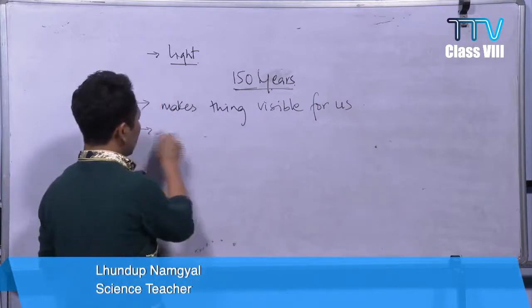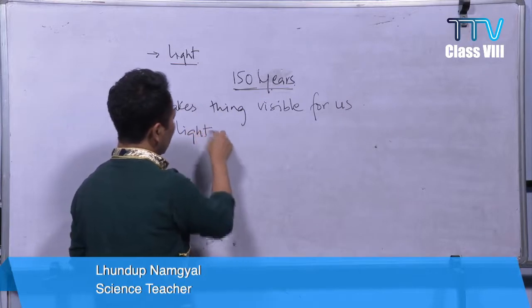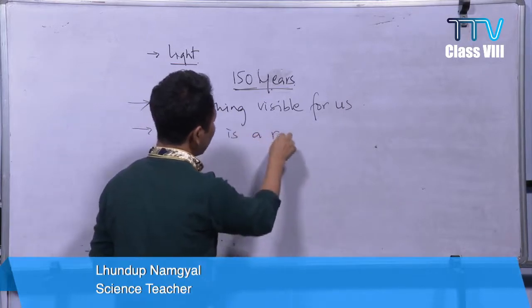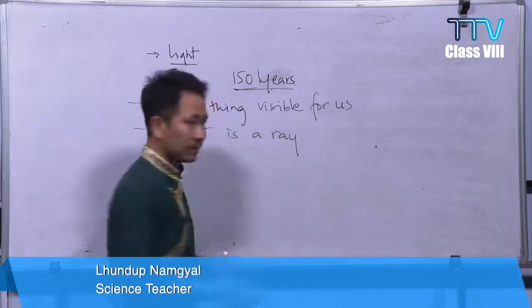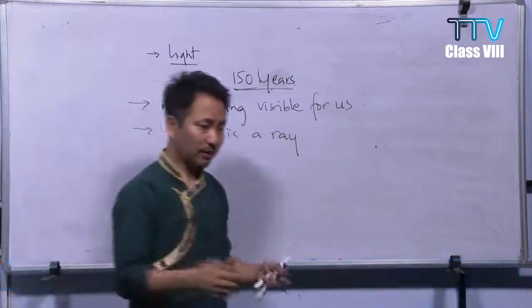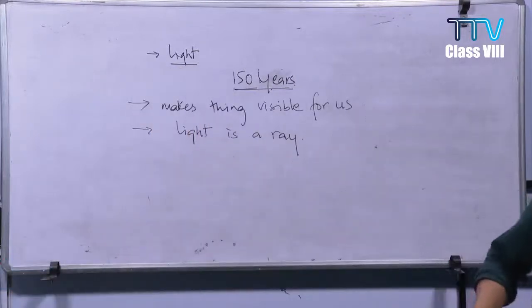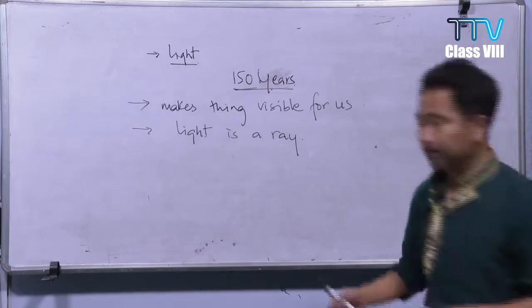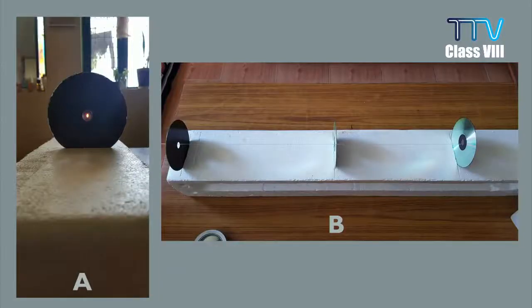Then light is a ray. The light you call a light is a ray. Why? Because it travels in a straight line. In this activity, we will see that light travels in a straight line.